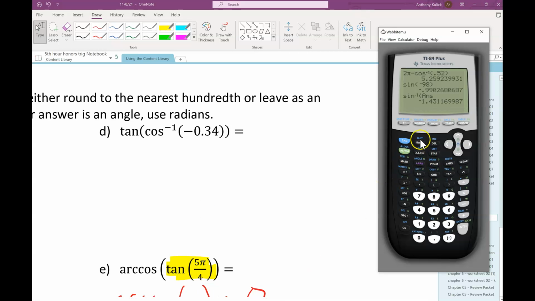This I can do purely on my calculator, since again, negative 0.34 isn't a unit circle value. And this is clearly in radians because there's not a degree symbol. So I'm just going to do tan of cosine inverse of negative 0.34, all in radian mode since I have a radian value here. I want a radian value at the end.